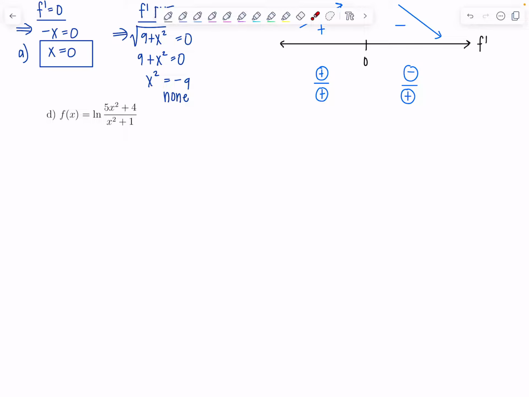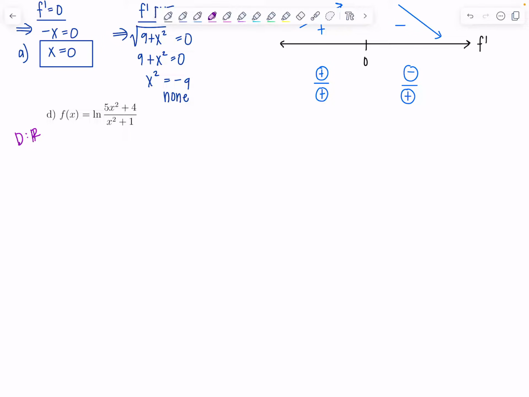Okay, so I'm looking here. There's no way this is going to be 0. It's always positive. There's no way this is going to be 0 either. Everything's always positive. So I have no restrictions. Oh, that makes life easy. So the domain is all real numbers.